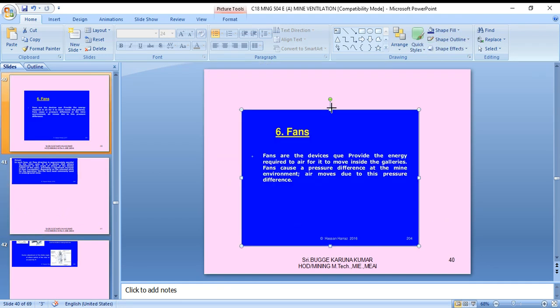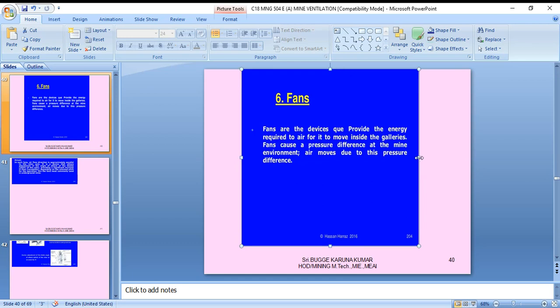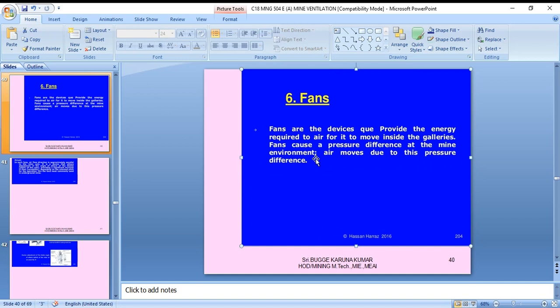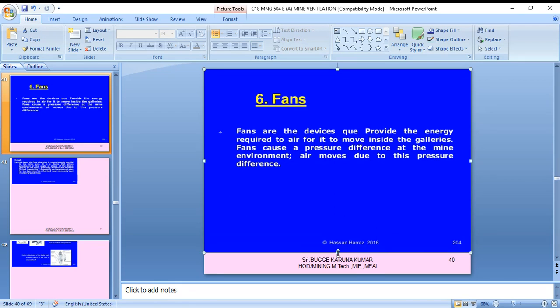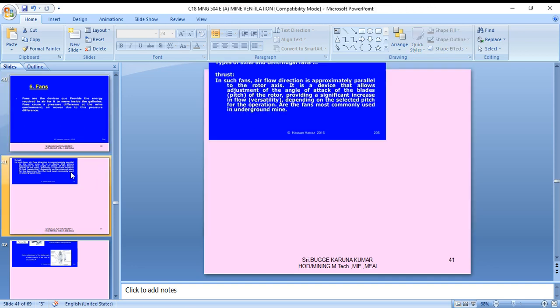So, regarding the parts of the fans, we have added some more literature here. Fans are the devices that provide the energy required for the air to move inside the gallery. Fans cause a pressure difference in the mine environment. Air moves due to this pressure difference. So air moves naturally from the pressure differences, just like exhaust and, generally, forced fans.